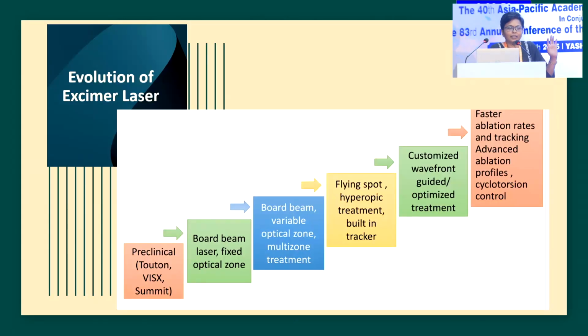So as I said, there is a development in laser also. We started from the first generation, that is preclinical, and now we are at the 6th generation of laser. What started as a broad beam, now we have a very small beam. So we can precisely ablate a particular tissue. But what is needed here, we have to reach that tissue. So there has to be a tracker mechanism. As the laser got advanced, the tracking mechanism also got advanced. So in the 6th generation, finally, we have a mechanism to negate the cyclotorsion effect also. That is how the excimer laser also advanced.